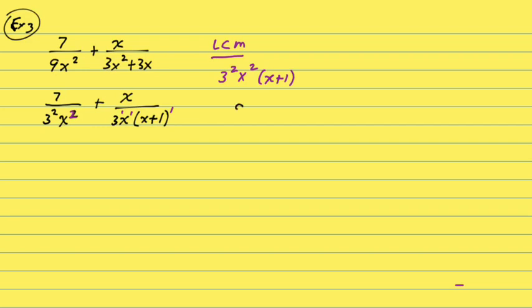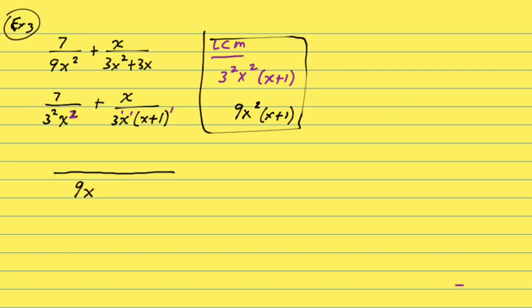So what is this? This is 9x squared times x plus 1, right? And that's your least common multiple, but it's also going to be your common denominator. So I want to make my common denominator 9x squared times x plus 1. You already have the 9x squared. What do you need to make the denominator? Any ideas? You have the 9x squared. You need the x plus 1. Would that give me what I wanted on the bottom? I think it would, right?